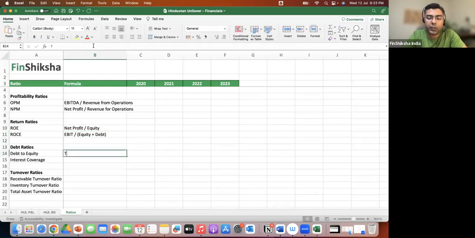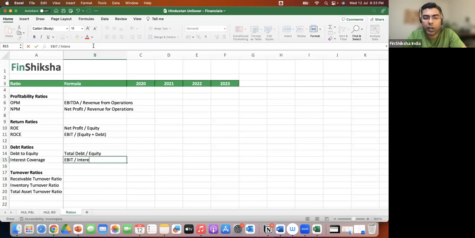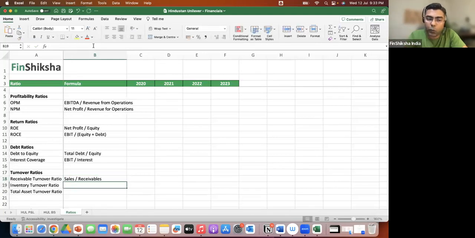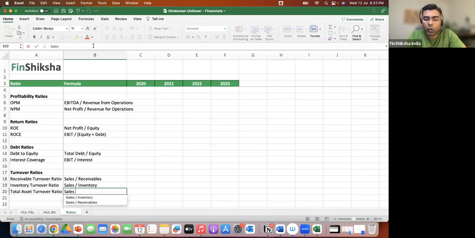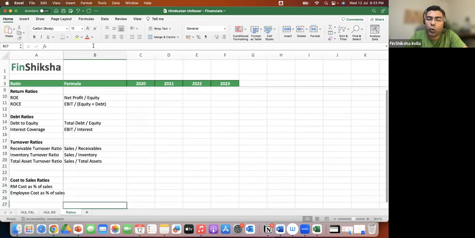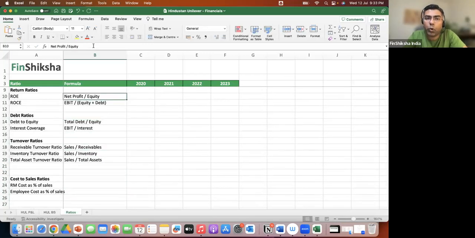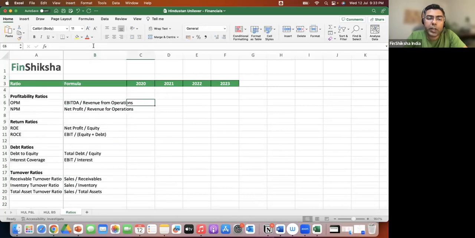Debt to equity is total debt, long-term plus short-term, divided by equity. Interest coverage is EBIT upon interest. Receivable turnover, sales upon receivables. Once again, you can use averages if you want. That's okay, right? Sales upon inventory and sales upon total assets, right? Then there are some cost to sales ratios. We will come to that as we go along, correct? Let's start with our first one.